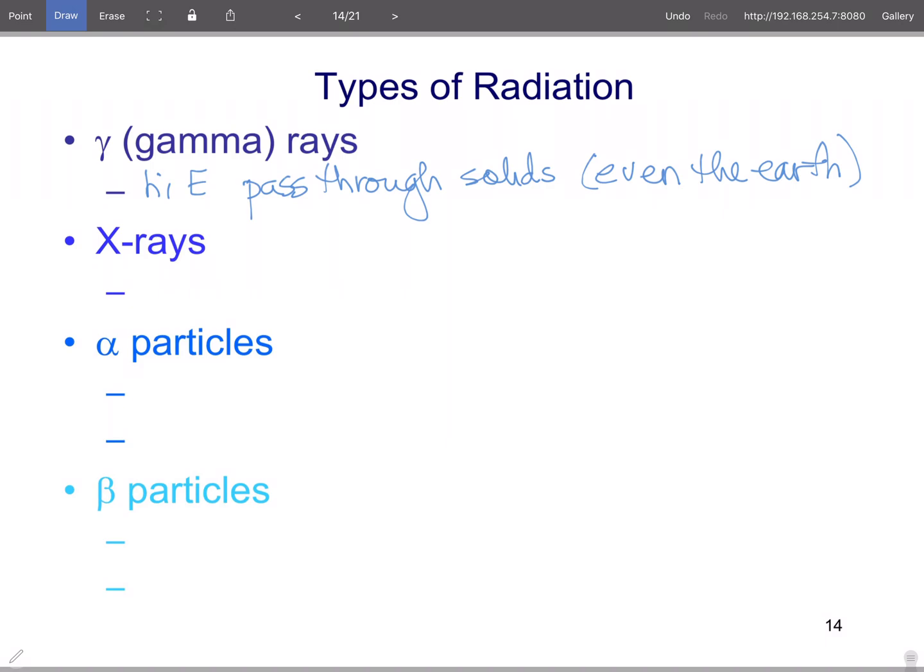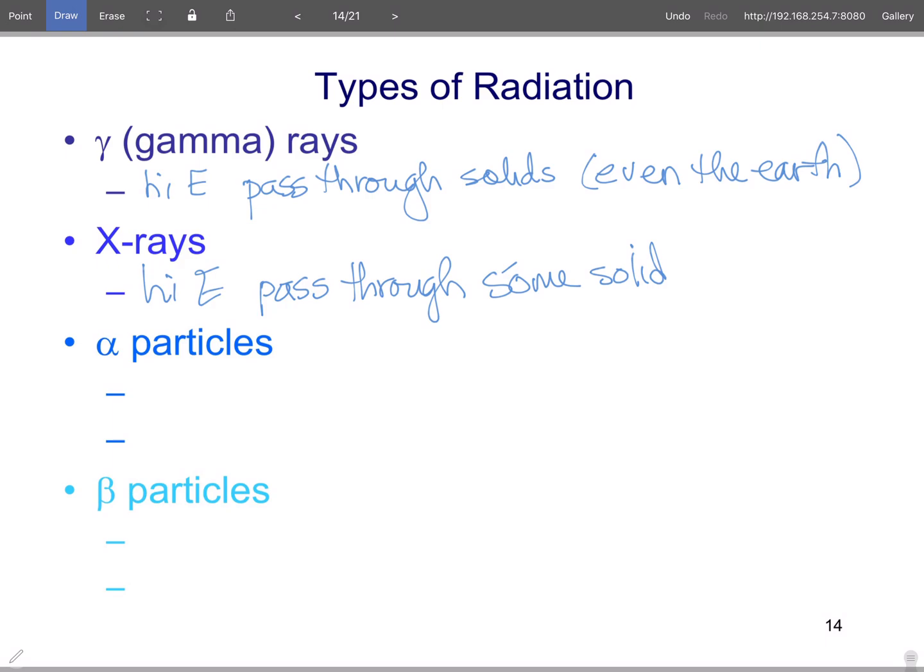It's just too strong. X-rays are high energy that pass through some solids. These are the ones that take pictures of your bone, because the bone is enough to stop them. It's heavy enough. Lead will totally stop them. So X-rays can't go through the earth like gamma rays.